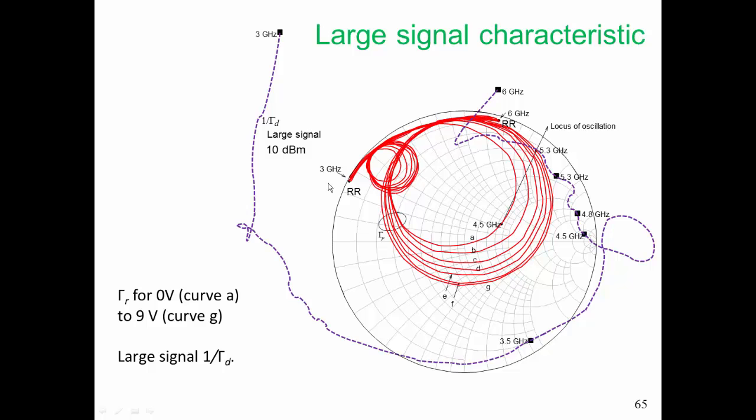So we're driving the circuit at 10 dBm, and we see this 1 over gamma D curve moves to the right, and it hugs, in this case, the unit circle. Now we have some parasitic resistances, so perhaps our signal is looking like this. But this is the type of characteristic we want. We want this 1 over gamma D curve to follow a line of constant conductance, or approximately a line of constant conductance, when the signal level has built up.